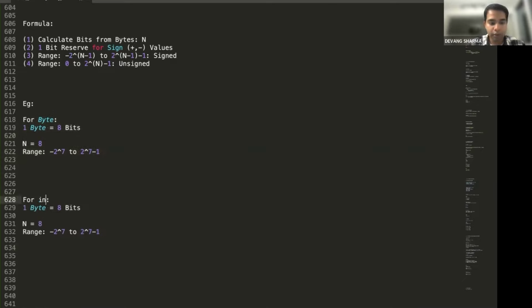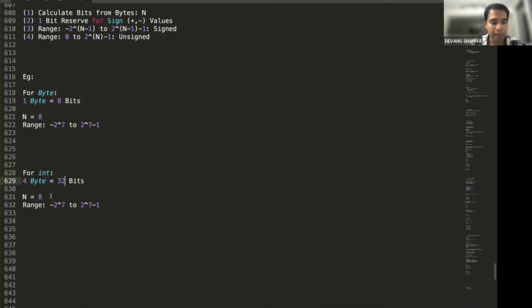Let's take integers. Now start with integer. Integer takes 4 bytes. 4 bytes means 32 bits. Now my n becomes 32. So range will become what? Minus 2 raised to the power 31 to 2 raised to the power 31 minus 1. This part clear to all? This was the exact answer to the question I asked, range of integers. Or you can also roughly say, if you have to remember, minus 2 billion to plus 2 billion on a rough basis.